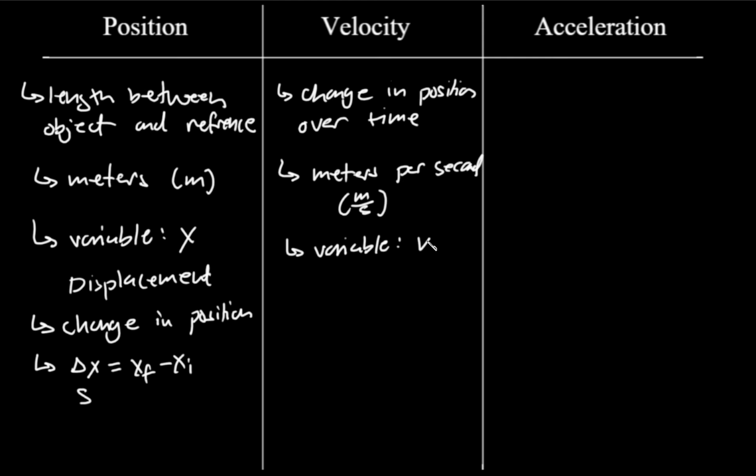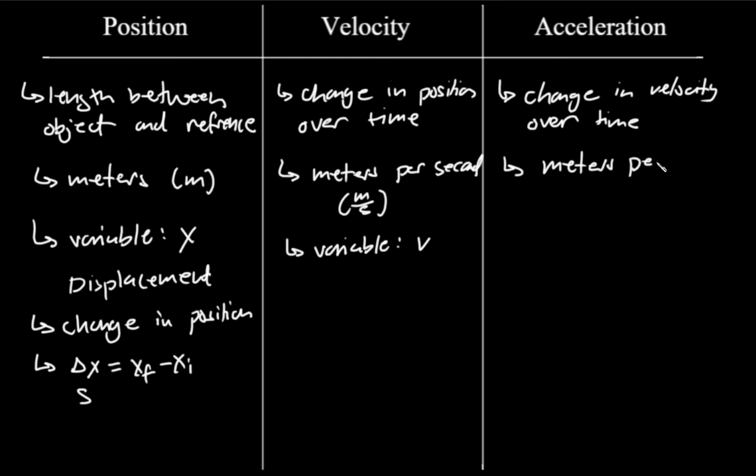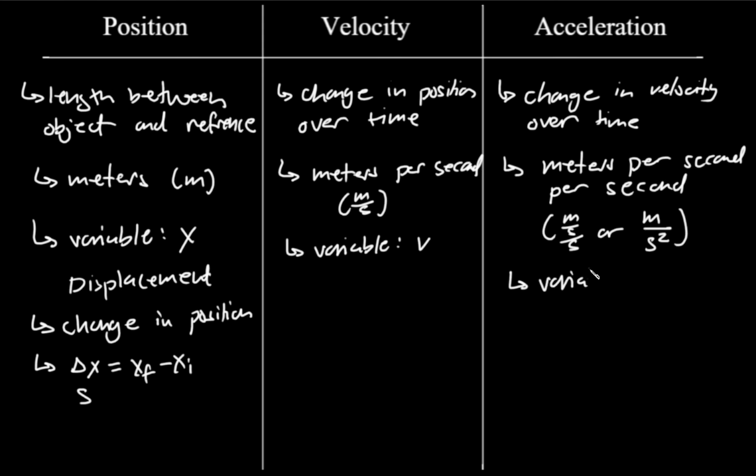And now let's move on to acceleration. Acceleration is the change in velocity over time. We often measure this in meters per second per second, which is written as m over s squared, or you can simply say meters per second squared. The variable we use for this will be a.